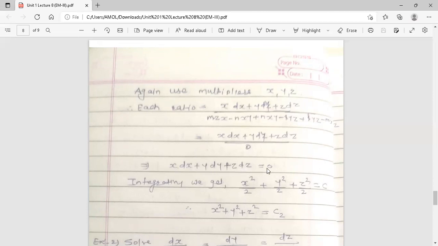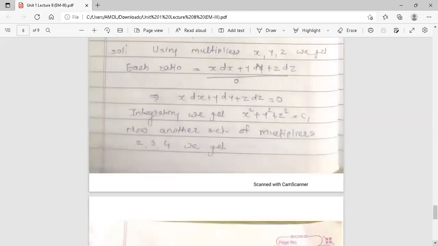Here the variables are separated. So integrating, the integration of x with respect to x is x square by 2, the middle term y with respect to y is y square by 2, and z with respect to z is z square by 2, is equal to c2. This is the second set of solutions, so we take the constant of integration c2. Okay.